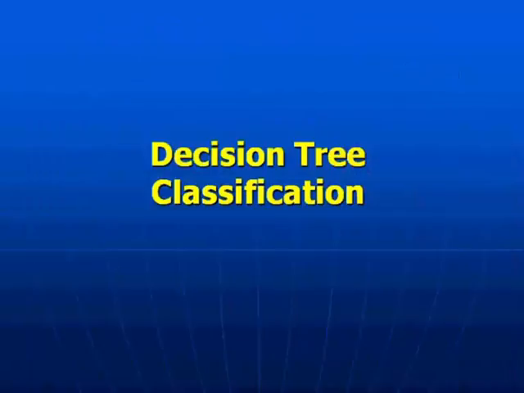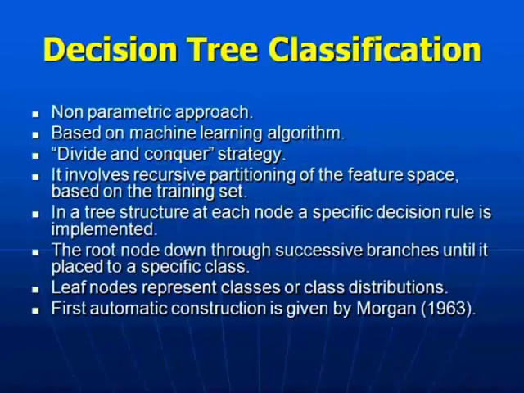Then we also did an experiment using decision tree classification. I will again explain a bit the concept of decision tree classification. It is again a non-parametric approach based on a machine learning algorithm and uses a divide and conquer strategy. It involves basically recursive partitioning of the feature space based on the training data set.